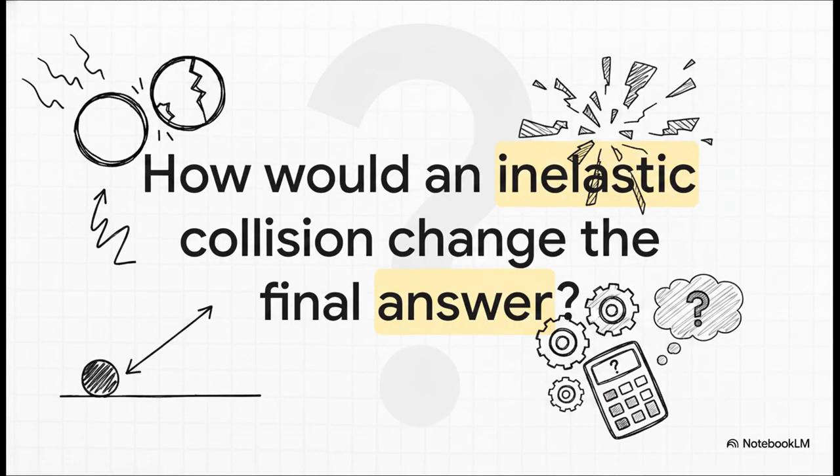So that's a wrap. But I want to leave you with one final thought to chew on. Our whole solution hinged on the collision being perfectly elastic. What if it was inelastic? You know, kind of a mushy collision where the disk loses some energy and doesn't bounce back with the same speed? How would that change our delta P? And what would that do to our final answer for delta M? Thinking that through is a great way to really make sure you've got this down.